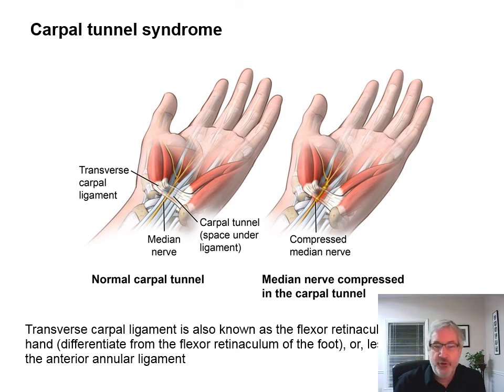And so what you can do to fix this, and just so you know, this transverse carpal ligament is known as the flexor retinaculum of the hand, which is different from the flexor retinaculum of the foot, and it's sometimes called the anterior annular ligament, but a lot of times it's called the transverse carpal ligament.